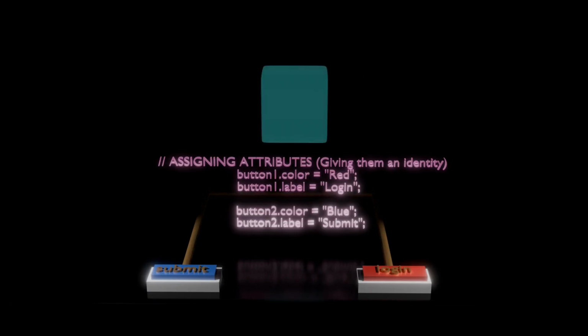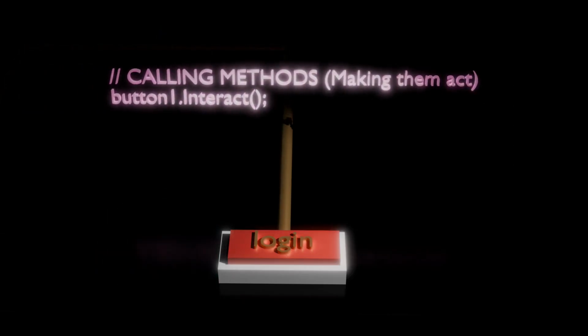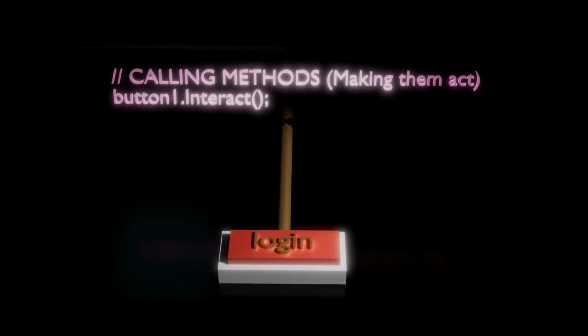However, an interface shouldn't just be a pretty picture. It has to work. Objects know how to perform actions, and these actions are called methods or functions. Methods are the verbs of programming. When we call button 1 interact in the code, we are giving a precise order. The object hears the call and reacts by performing the task it was programmed for. In this case, it pushes down and sends a signal.